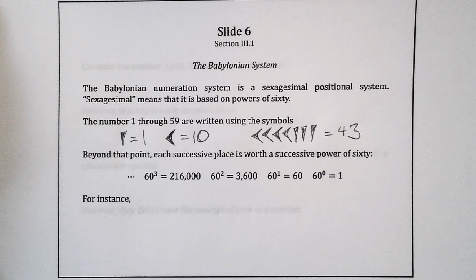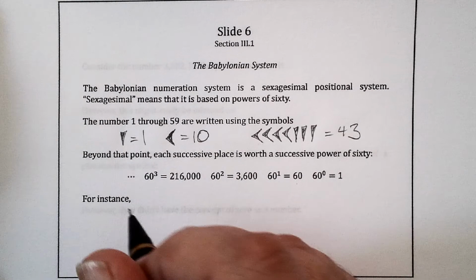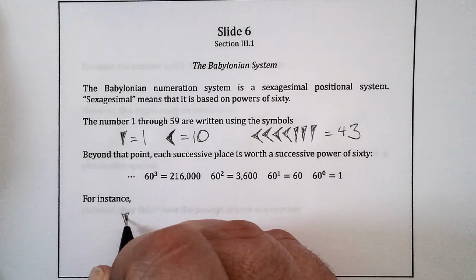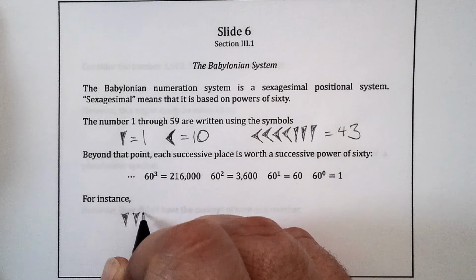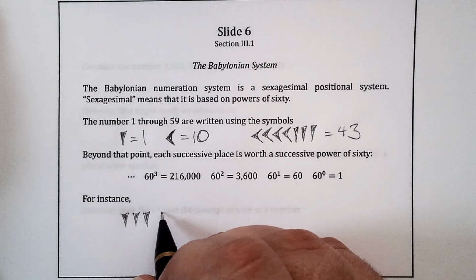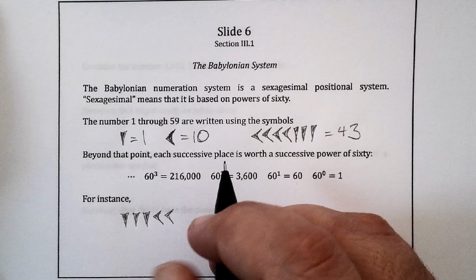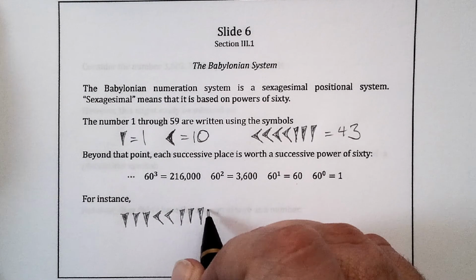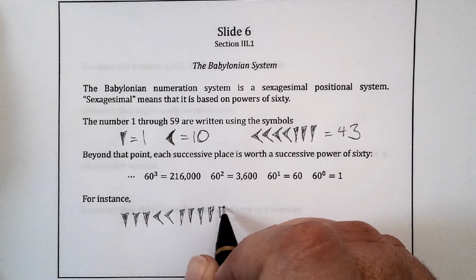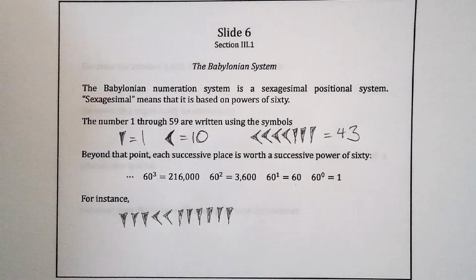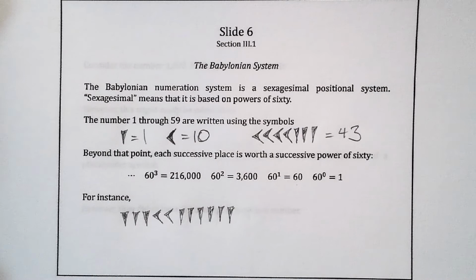So for example, let's take this string of symbols where I'll have 3 of these little wedges, and then let's say 2 crescents and 6 wedges. Okay, so what does that represent? What number is that in modern notation?